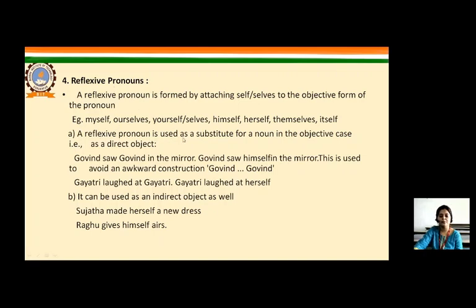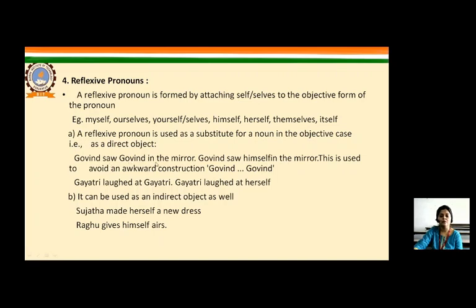So a reflexive pronoun is used as a substitute for a noun in the objective case. So when you want to substitute for a noun, then you are using a pronoun, and when in the object form you are using a substitute of a noun, then you prefer to use a reflexive pronoun. Here we will see examples also of how this reflexive pronoun is being used. That is as a direct object.